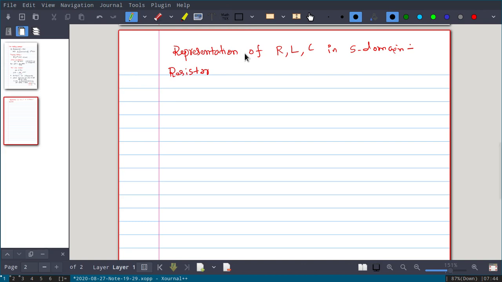Next one is representation of resistor, inductor and capacitor in the S domain. We solved two circuit analysis problems using Laplace transform. There, first we wrote the time domain expression, the differential equation. Then we took the Laplace transform on both sides, left hand side and right hand side, solved for either I of s or V of s, and then took the inverse Laplace transform.